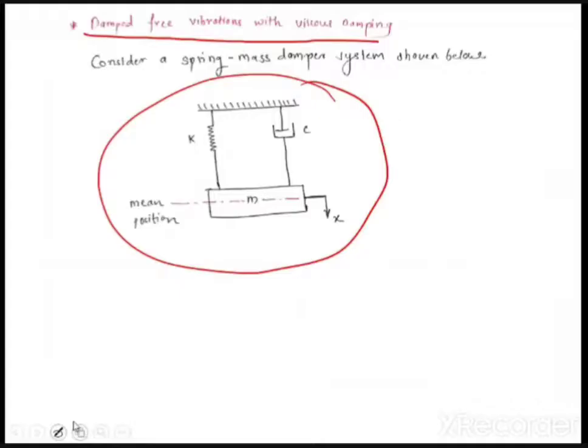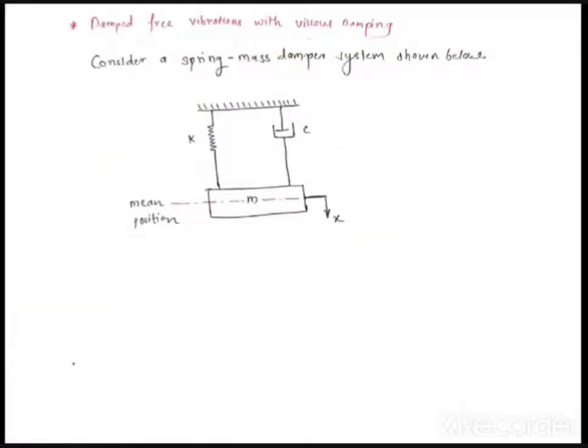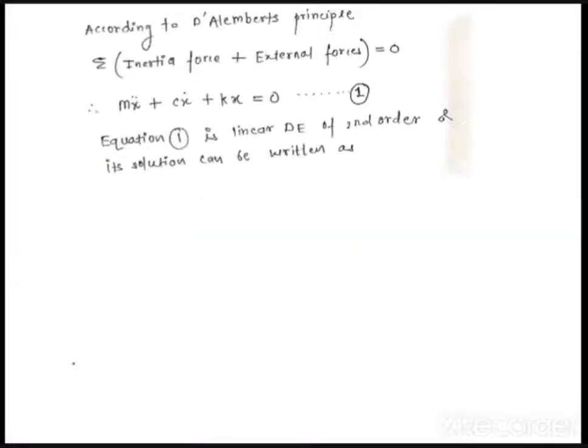Then I drew a free body diagram for this mass and applied D'Alembert's principle. So mx double dot plus cx dot plus kx is equal to 0, equation 1, I got. This is a linear second order differential equation, right? I need to continue this derivation. That is why I am giving you the revision of the last lecture, because this derivation is not over, so I am repeating this.